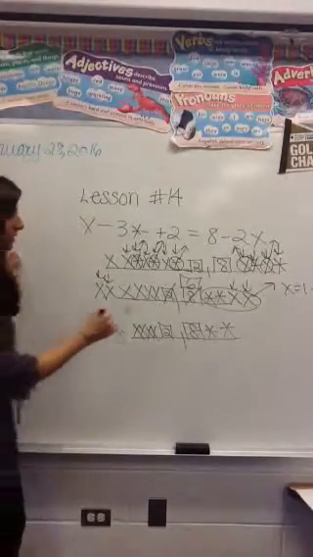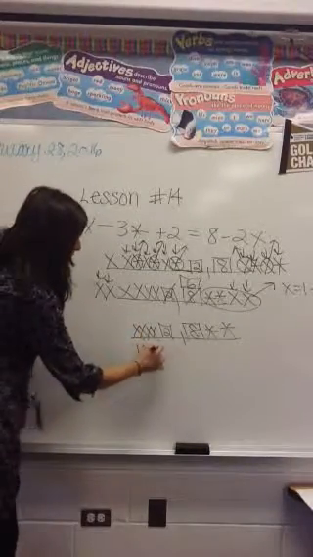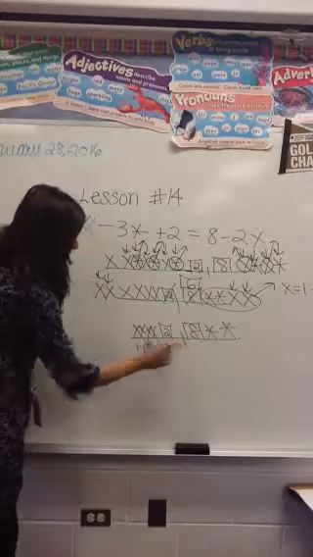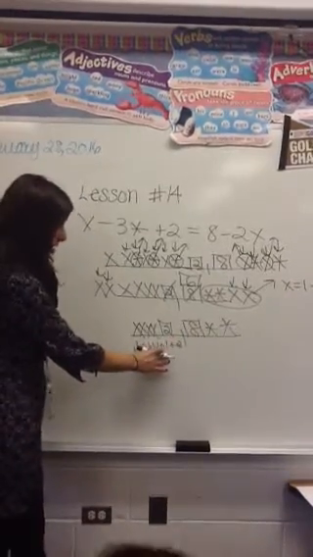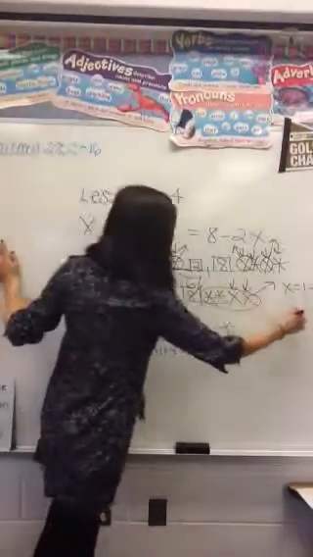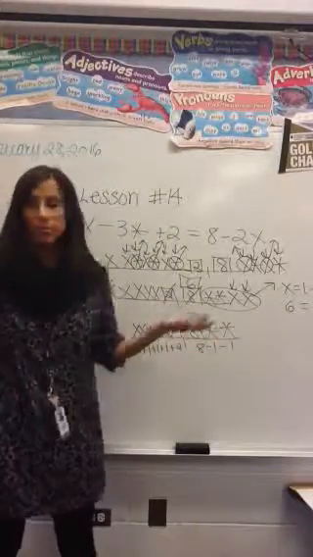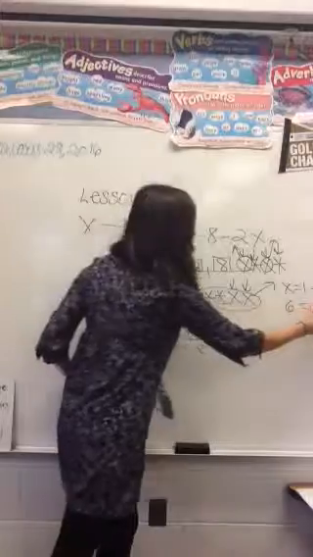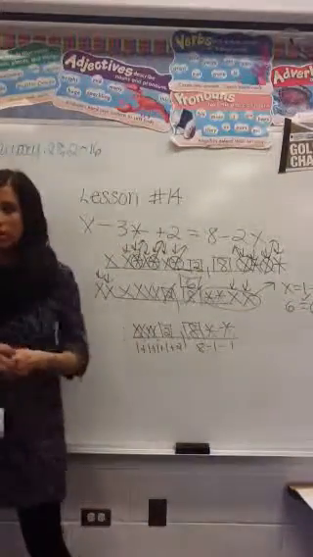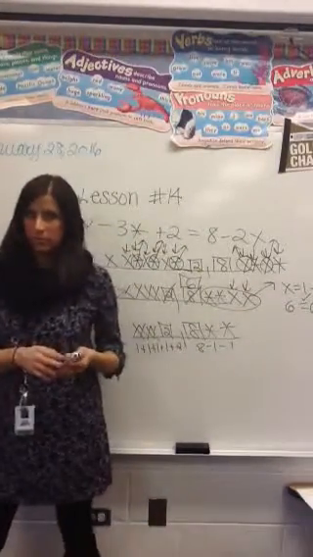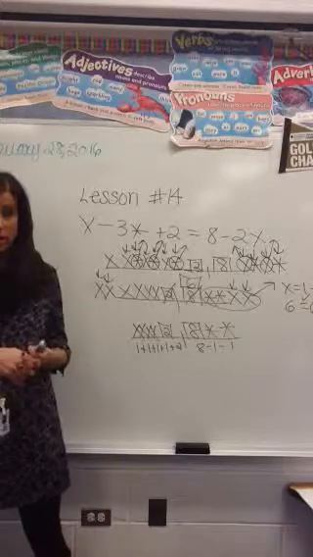Okay, so let's do our check. On our left side, we have 1 plus 1 plus 1 plus 1 plus 2. So 1 times 4, 4 plus 2, 6. On the right side, we have 8 minus 1 minus 1, or 8 minus 2 is 6. 6 equals 6. Check. That's a lot.